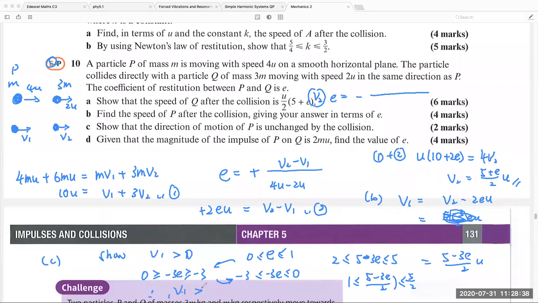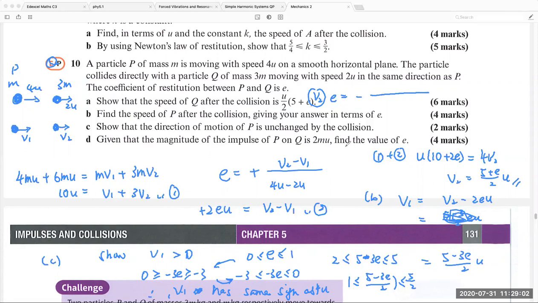But wait, can I just substitute e equals 1 into the equation? No, because you need to show the range. I said then substitute 1 and 0. Can you? Don't be that lazy lah. I'm not sure, because I don't know how to do this. It's okay.